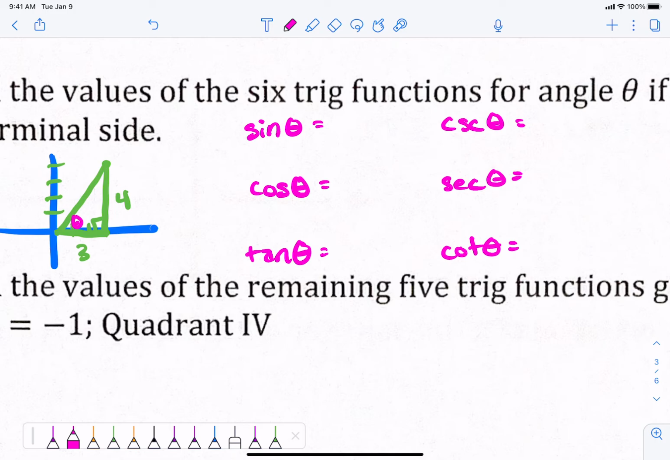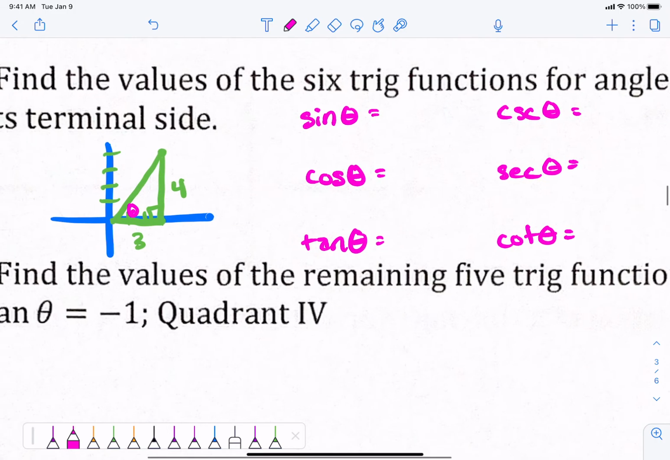All right, we need the 3 sides of the triangle, but we only have 2. Find it. The other one is 5. Or you could use the Pythagorean theorem. If you don't remember that, use the Pythagorean theorem, but it'll save you time if you can remember 3, 4, 5.